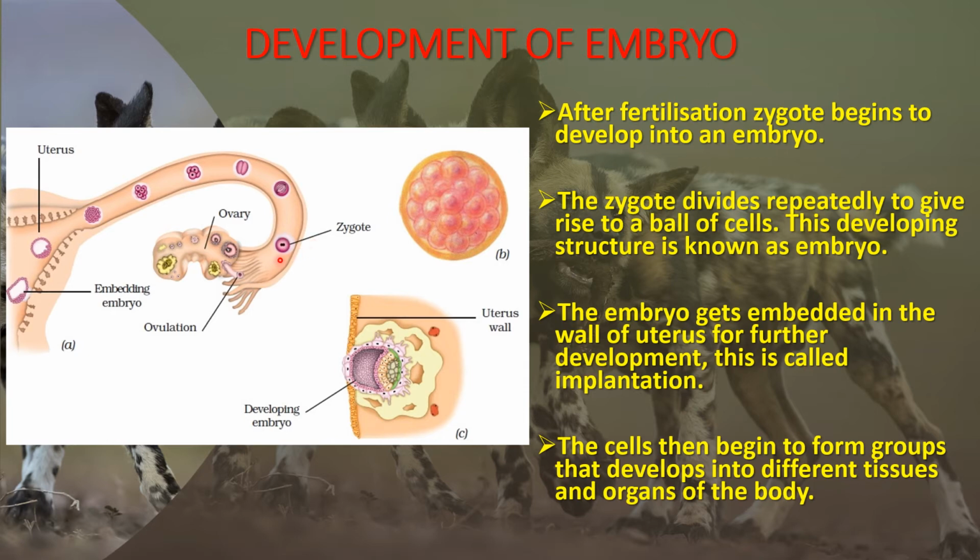The zygote is a single cell. Then it divides repeatedly. Then you can see a number of balls of cells, and they form the embryo. Then it is embedded in the walls of the uterus for further development. That process is known as implantation. Here the picture of the ball of cells is enlarged, and then the developing embryo. Understood, all of you?